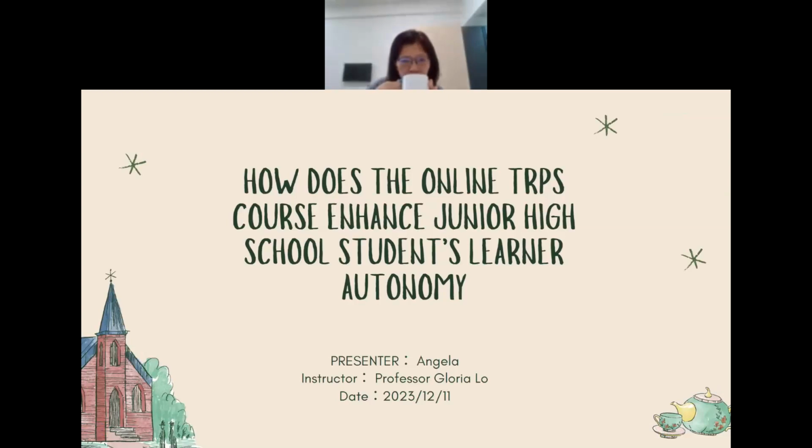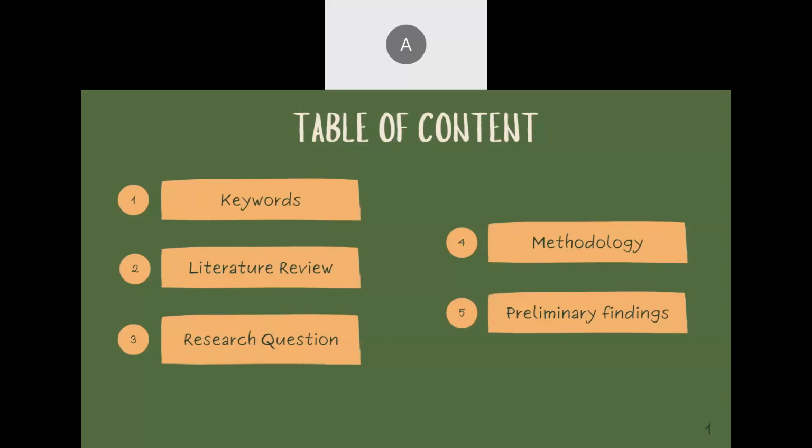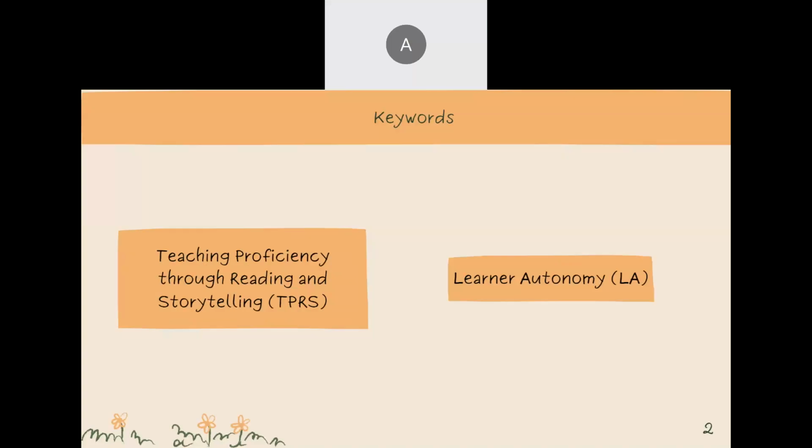Okay. So, hello everyone. My name is Angela, and today I will present my final project, that is how does the online TPRS course enhance junior high school students' learner autonomy. So here's my table of contents. First, I will present my 2 keywords. The first one is teaching proficiency through reading and storytelling, and the second one is learner autonomy, LA.